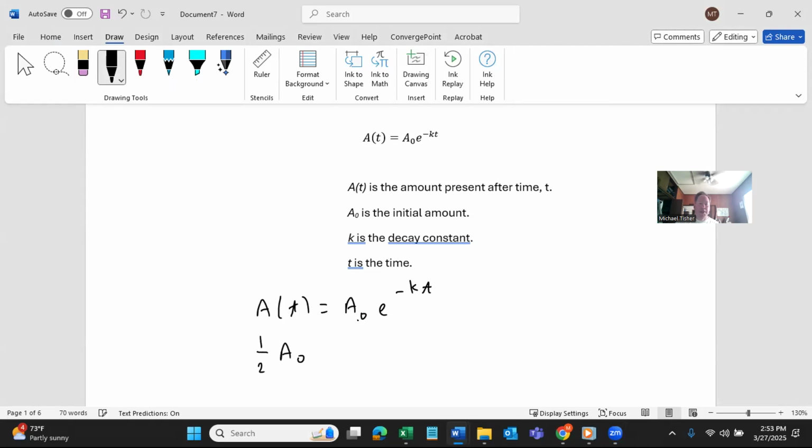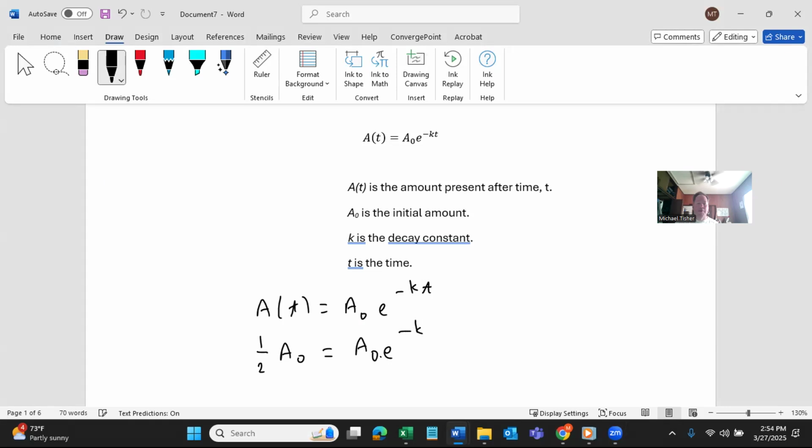A sub 0 is the initial amount, and 1/2 A sub 0 represents 1/2 of that original amount, which is what we want to deal with in this half-life. So that's why we replaced A of t with 1/2 A sub 0. So A of t is equal to 1/2 A sub 0 equals A sub 0 e to the negative kt.